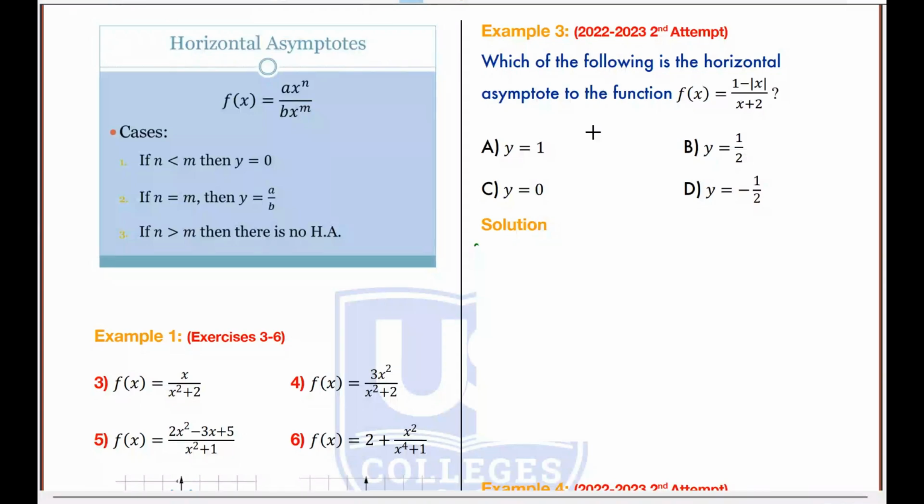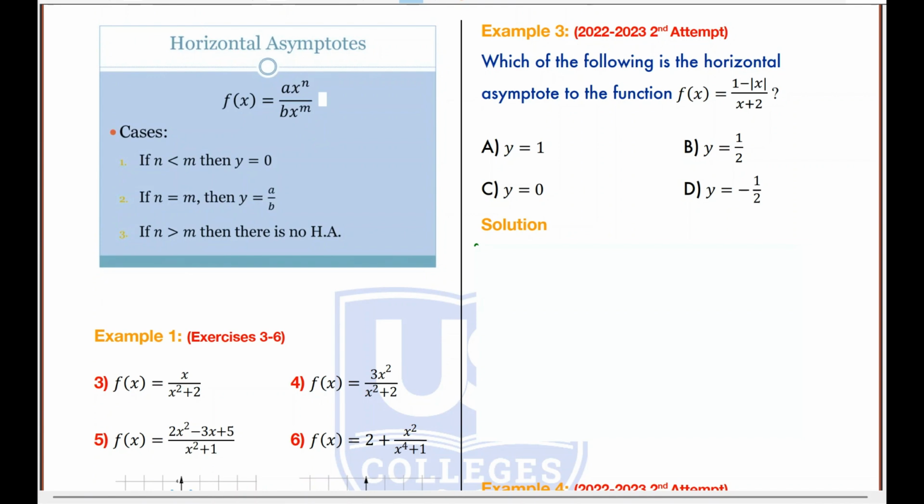Hello everyone. Now I'm going to explain the shortcuts of finding horizontal asymptotes. There are some basic ways of finding horizontal asymptotes which you studied in grade 10. You'll probably remember, it's about the degrees of the polynomials, the degree of the function at the top and the degree of the function at the bottom.